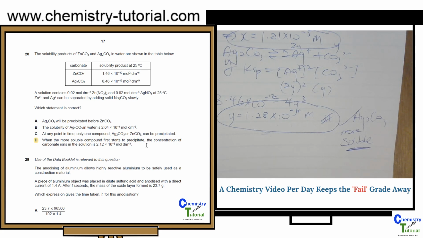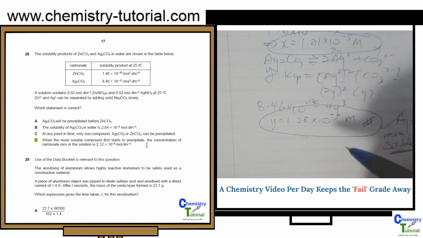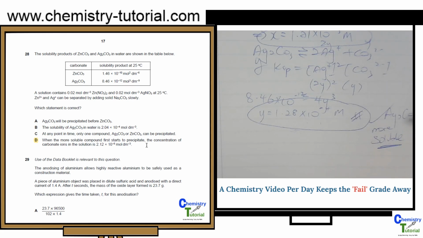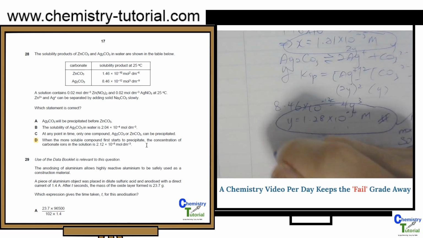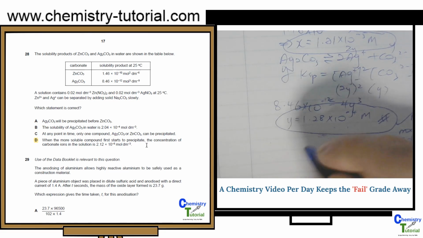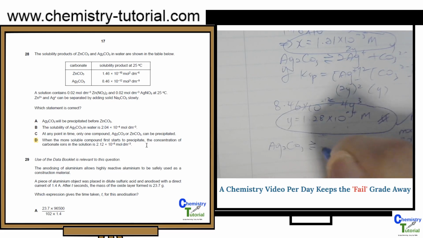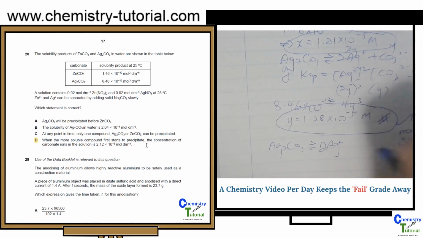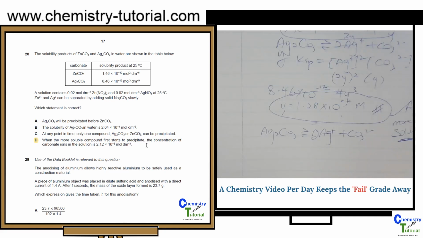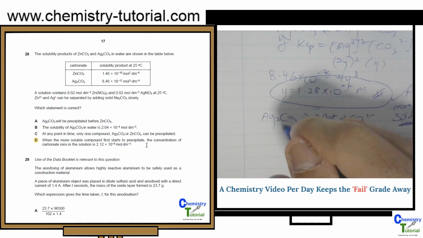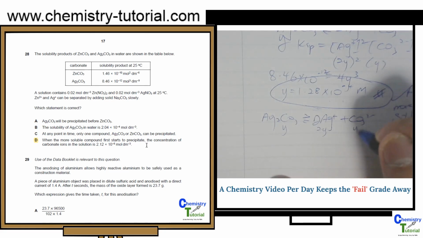But let's try to work out why the concentration of carbonate ion is 2.12 times 10 to the power of minus 8. Well, they mentioned that when the more soluble compound first starts to precipitate, which is the more soluble one? That means it's your silver carbonate. So similarly, let's come back to this Ksp thing. Silver carbonate gives you 2Ag plus and your carbonate ion. So let this be Y. This will be 2Y, this will be Y.